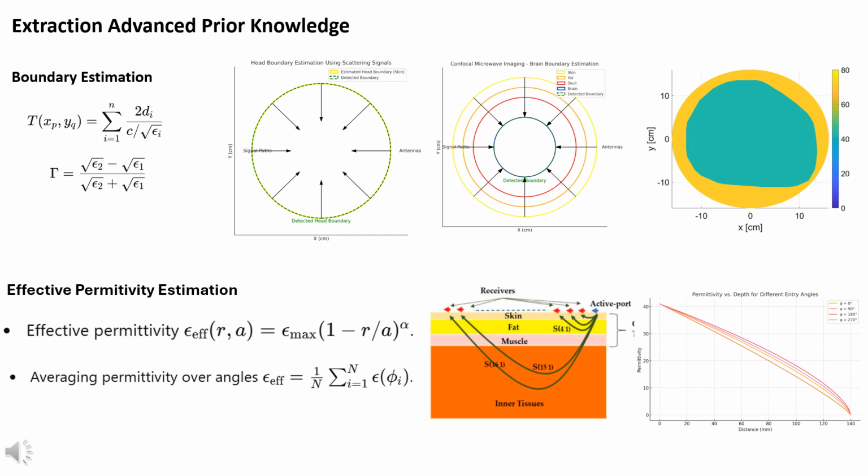The image of tissue layers, skin, fat, muscle, inner tissues, shows the electromagnetic wave propagation paths and how the waves interact with different tissues. The scattering data collected by the receivers helps calculate the effective permittivity at different layers. The graph on the right, permittivity versus depth for different entry angles, displays how permittivity changes with depth for different angles: 0 degrees, 90 degrees, 180 degrees, 270 degrees.